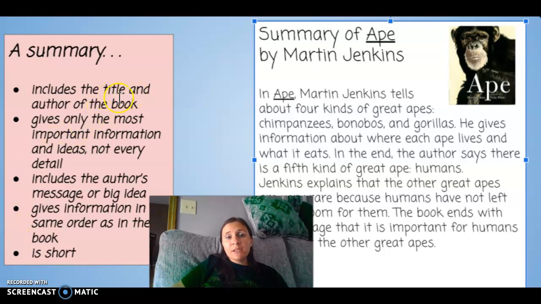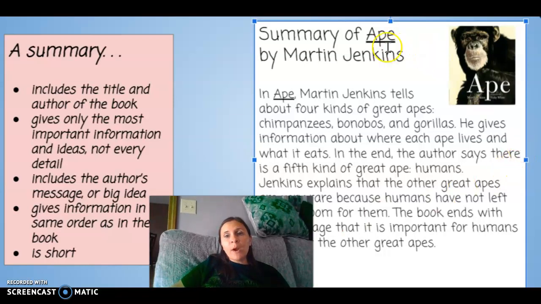A summary includes the title and author of the book. It gives only the most important information and ideas, not every single detail. It includes the author's message or big idea. It gives information in the same order as the book, and it's short.